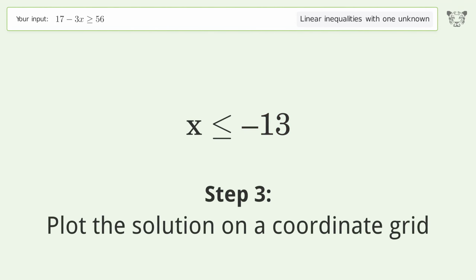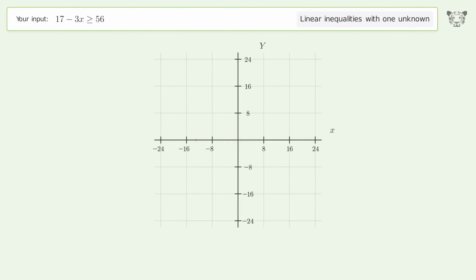Plot the solution on a coordinate grid. And so the final result is x equal or smaller than -13.